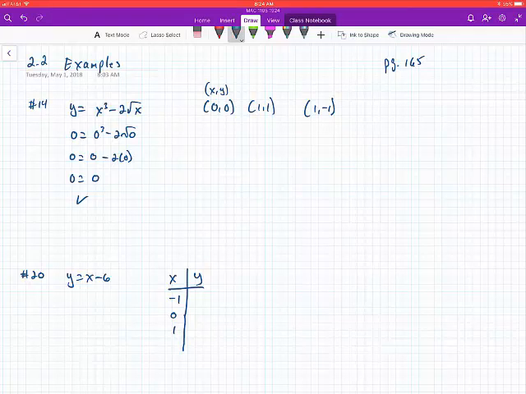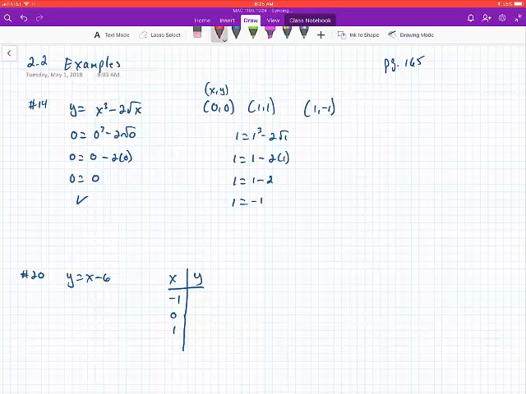For the second one, I'm going to go ahead and substitute these values into my equation. So I get 1 is equal to 1 to the third power minus 2 square roots of 1. 1 to the third power is 1. Square root of 1 is 1. So just using order of operations, negative 2 times 1 is negative 2. So 1 is equal to negative 1. That's clearly not a true statement, so the point 1, 1 is not on the graph of the equation.